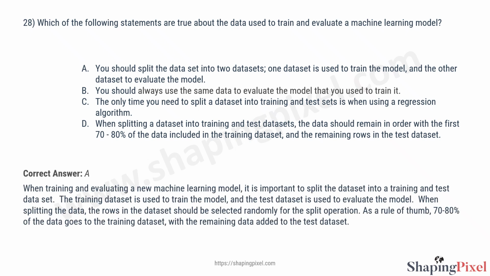So when training and evaluating a new machine learning model, it is important to split the dataset into a training and test dataset. The training dataset is used to train the model and the test dataset is used to evaluate the model. When splitting the data, the rows in the dataset should be selected randomly for the split operation. As a rule of thumb, 70 to 80% of the data goes to the training dataset, with the remaining data added to the test dataset.